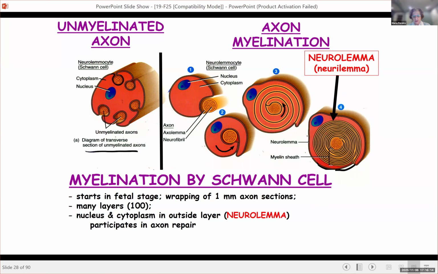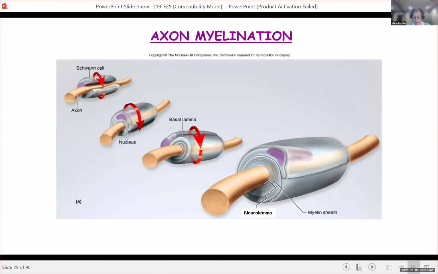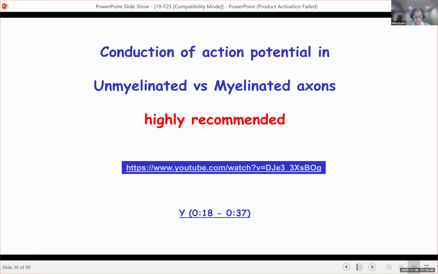But here, now you see an axon that is myelinated, and you will see that the Schwann cell approaches the axon and then starts enveloping and goes around and around and around, pushing all the organelles and the cytoplasm to the outer layer. The outer layer is known as the neurolemma, and this is only myelin, made up of myelin sheath. So here you see sort of the movement. And I highly recommend that you look at this site because it shows you how myelination occurs.